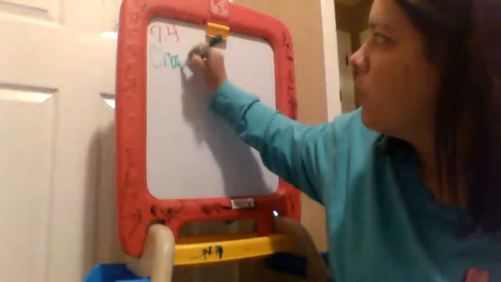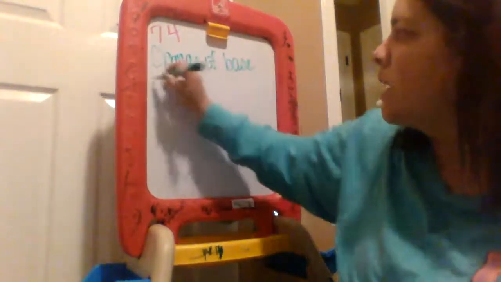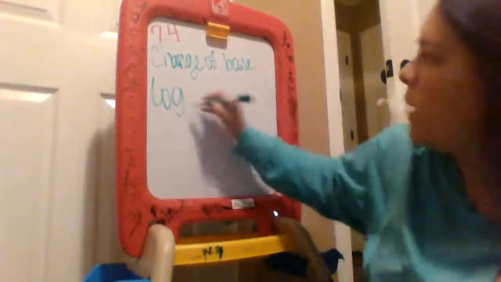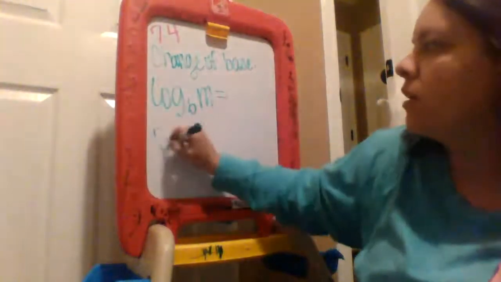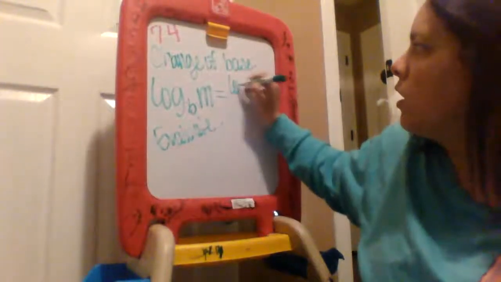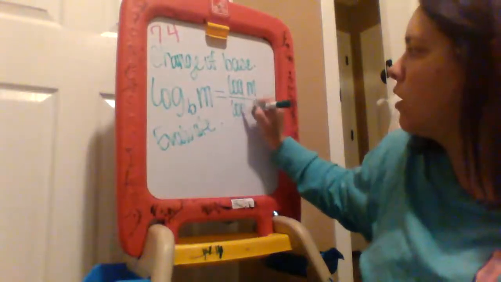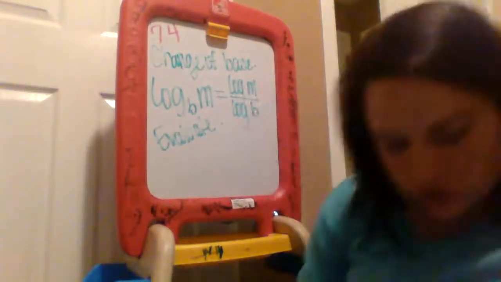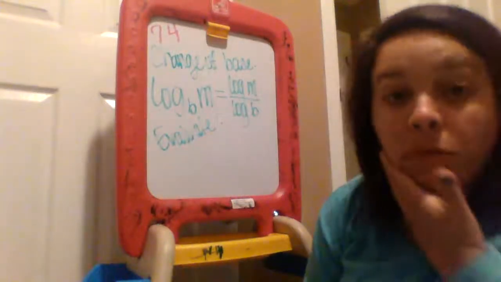The change of base formula says that if you have log base b of m, you can evaluate that by using log of m divided by log of b. And you just type it in your calculator, okay? So that's why it's important to have a calculator with a log button.